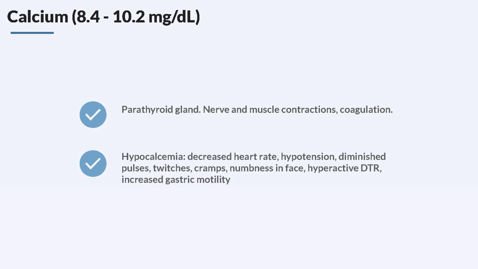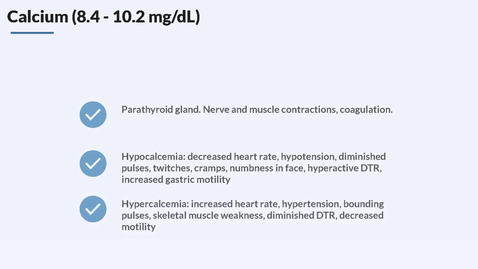So what are we going to see in the patient with hypocalcemia? We're going to see a decreased heart rate, hypotension, diminished pulses, twitching, cramps, and a hyperactive deep tendon reflex, numbness in their face, and increased gastric motility. What we're going to find in a patient with hypercalcemia is exactly the opposite of a patient with hypocalcemia. We're going to see an increased heart rate, hypertension, and bounding pulses. We're also going to see skeletal muscle weakness, diminished deep tendon reflexes, and decreased GI motility. That's it.